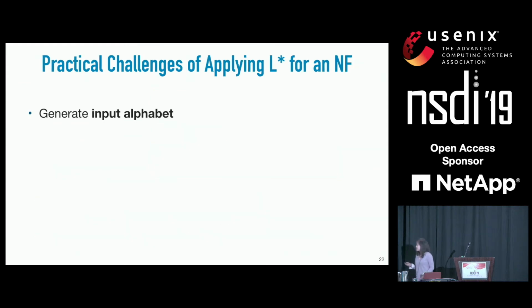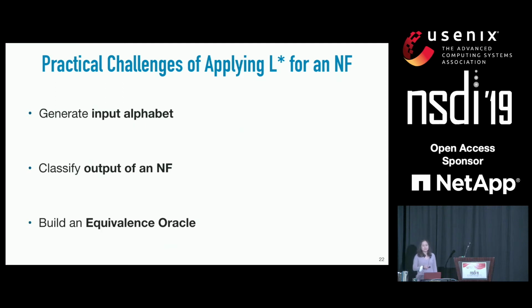There are practical challenges of using L-star for an NF. First, we need to generate the input alphabet, which is effectively the entire space of IP packets in our case. We also need to classify the output of an NF, as well as build an equivalence oracle. In this talk, I'll focus on the first two, so let us look at how we can generate the input alphabet.